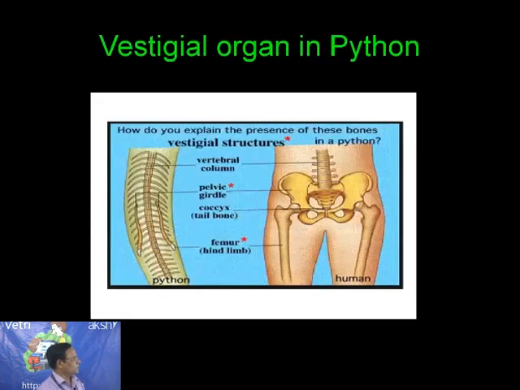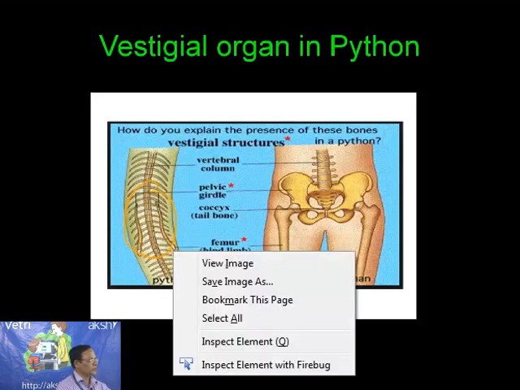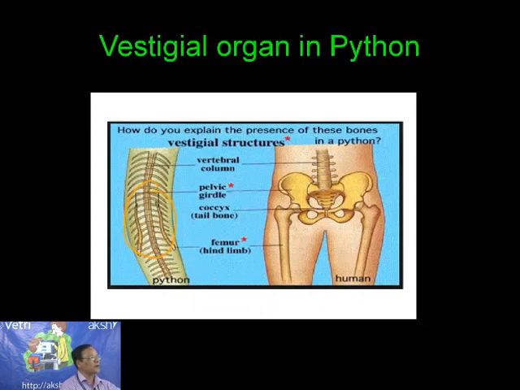Okay, we see in the case of snake, the hind limbs and the pelvic girdle are highly reduced. We have only the ischium bone and also the reduced femur. When you compare this with our pelvic girdle and femur bone, see the femur is highly reduced, and also the pelvic girdle. It is in the form of elongated bone-like structures. So python is nothing but a snake, the longest snake.